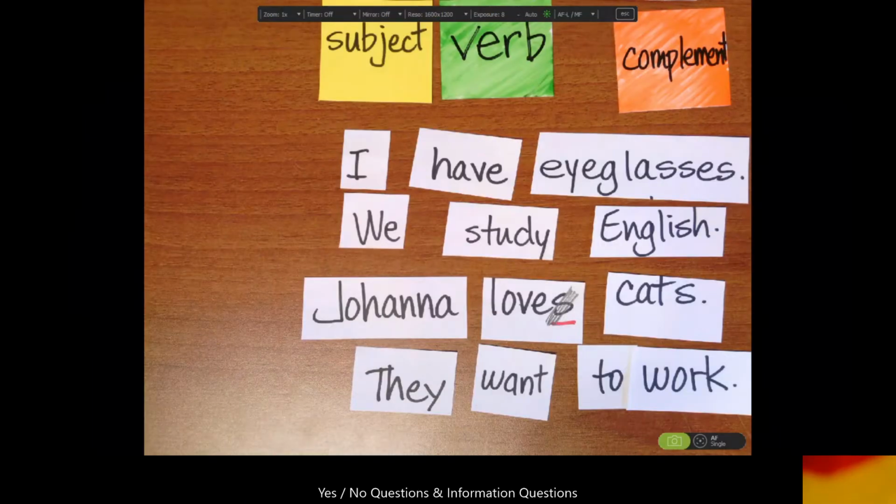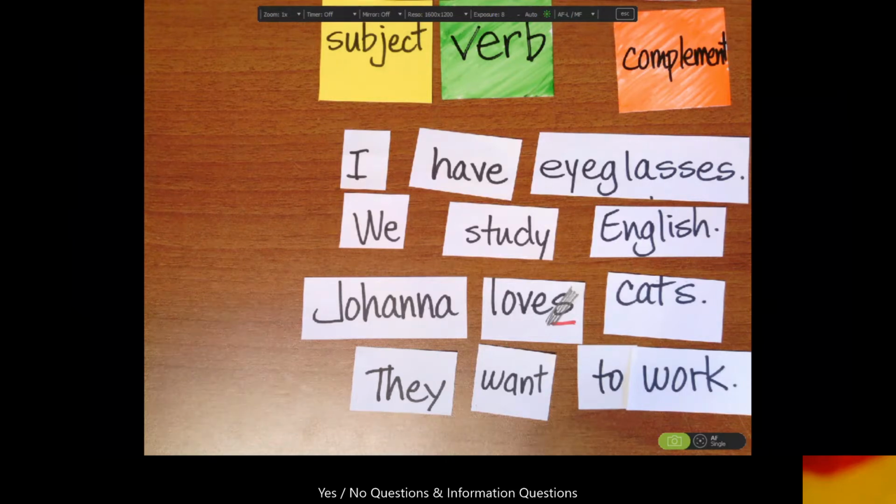How to make a basic sentence into a yes-no question or an information question. I'm going to show you the yes-no question first, and then we're going to change it into an information question. What's a yes-no question? It's a question that answers yes or no. What is an information question? It's a question that gives information. So let's have a look.